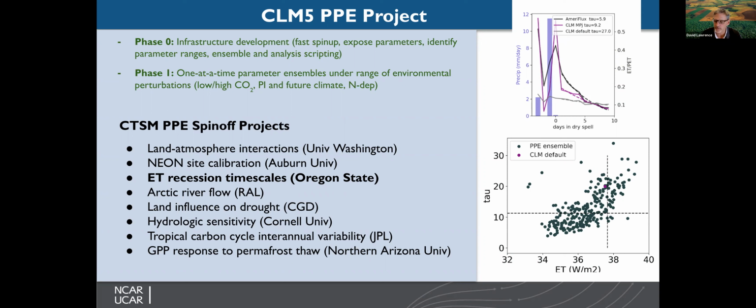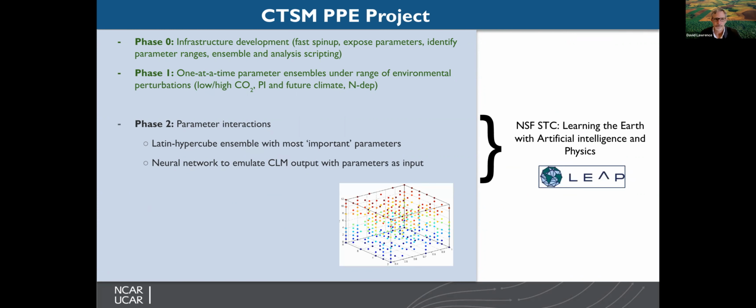But just briefly, she is finding that if you identify the parameters that are most important, that are controlling the time scale of the decrease in ET after a rain event, you can find parameter settings that will actually reproduce the observed tau, and also reproduce the observed ET, which seems to be an important feature to get right in your mean to be able to get your observed tau right. So just some indication that this is another kind of metric you could use to try to calibrate your model. Okay, so then the next phase is moving into parameter interactions and trying to calibrate.